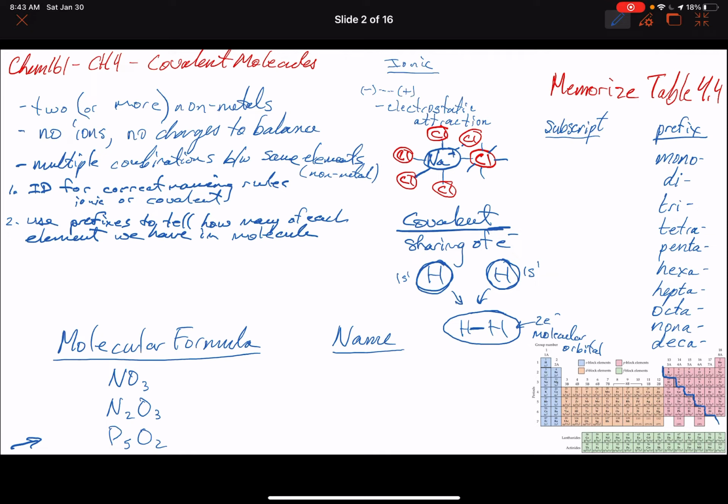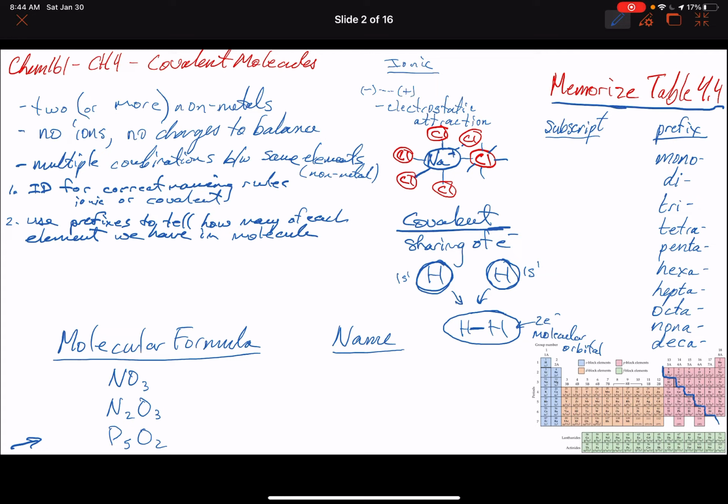All right. So we see that in the molecular formulas down below, we clearly have some subscripts that are sometimes 1, sometimes as high as 5. We're going to need prefixes for that. Okay. So let's go over and look at a table that we must memorize, table 4.4 from your textbook.